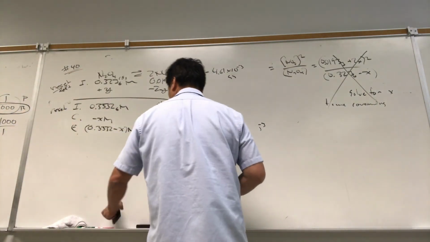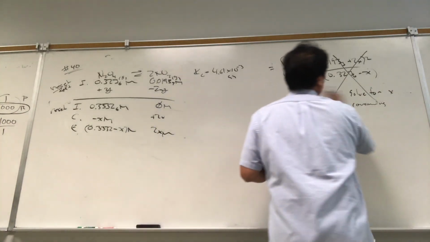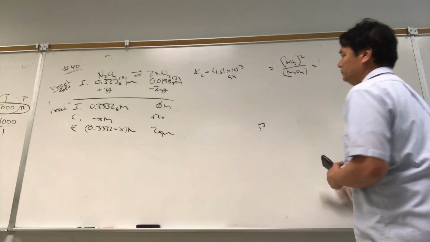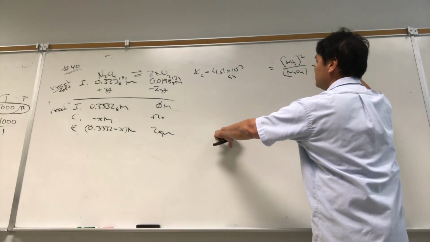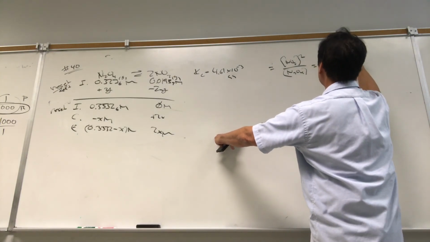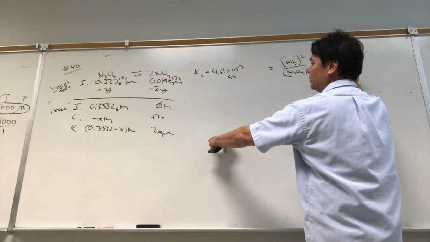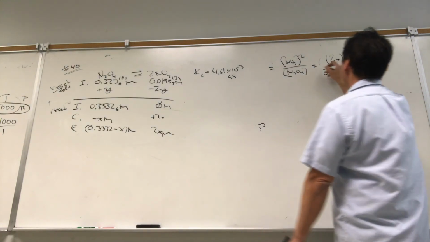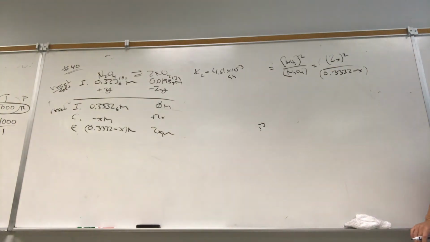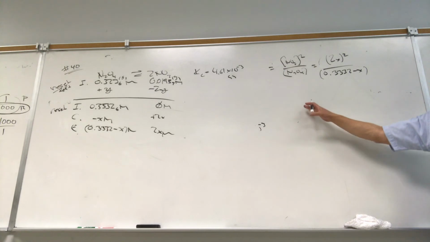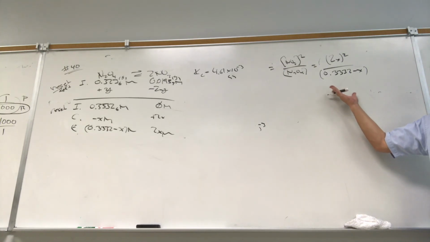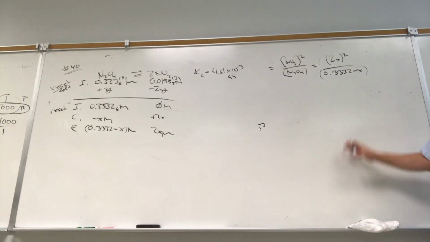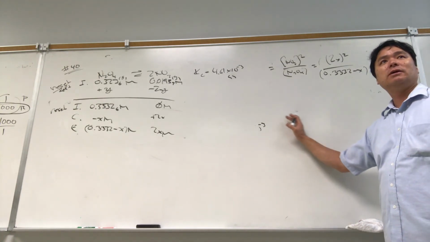Now look at what happens to the math over here. This is just going to be (2x) squared divided by (0.3332 - x). Now, which one's going to be easier to get into quadratic form, the reset one or the original one? The reset one's going to be much easier to get into quadratic form. Plug this into your quadratic equation and then you're done, right? And so we do that, but there's one other thing we could try.